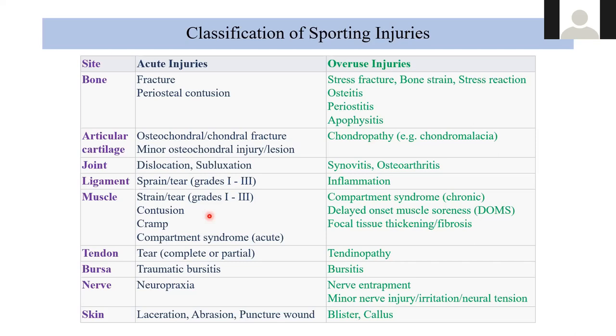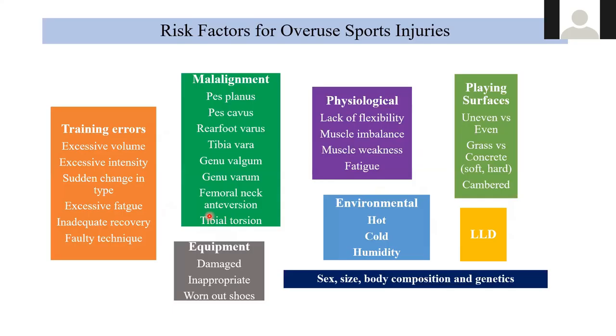Overuse injuries in tendon are tendinopathies. In bursa, they are bursitis. And nerve entrapments are overuse injuries affecting the peripheral nerves. So this is the common classification of sport injuries into acute and overuse injuries. When we look at the risk factors for these overuse injuries, we can divide them into training errors, malalignment, physiological factors, playing conditions, surfaces and environmental conditions, and equipment.